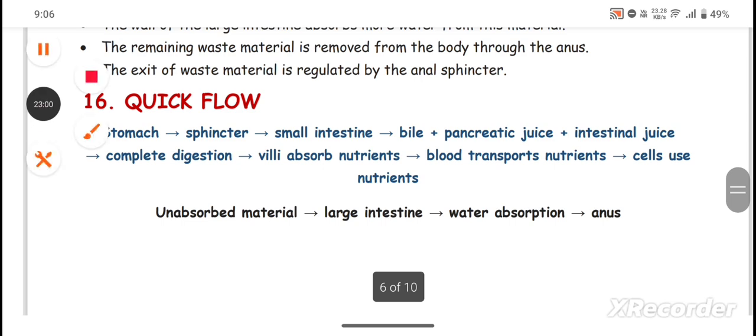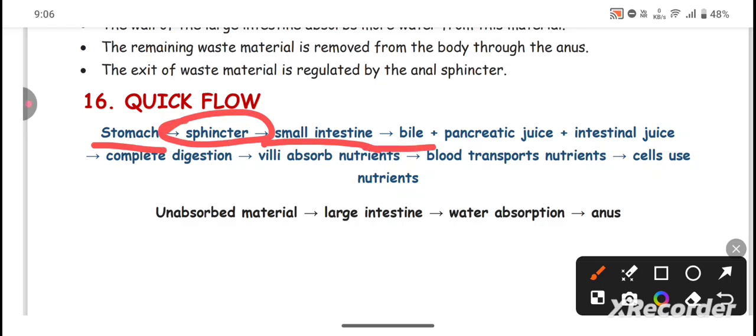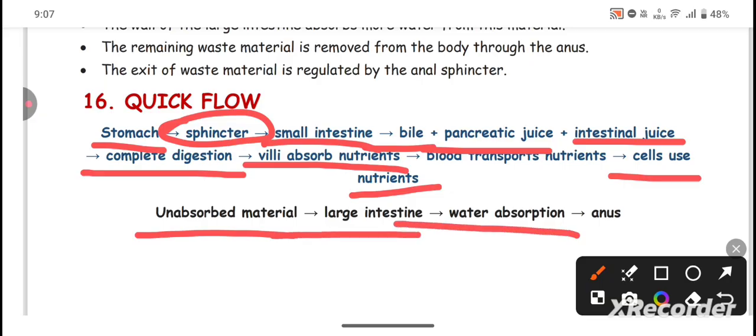Let's understand in quick flow. The food from the stomach will be passed into the small intestine through the pyloric sphincter. In the small intestine, we have the bile, pancreatic juice, and intestinal juice, upon whose action the food will be completely digested, and the nutrients will be absorbed, transported into the blood, and cells use these nutrients. Unabsorbed material will be transported into the large intestine where the water absorption takes place, and the remaining waste will be sent out through the anus by the anal sphincter.